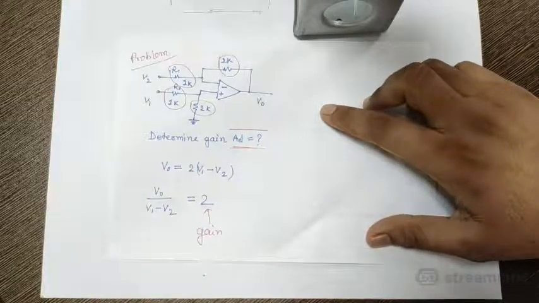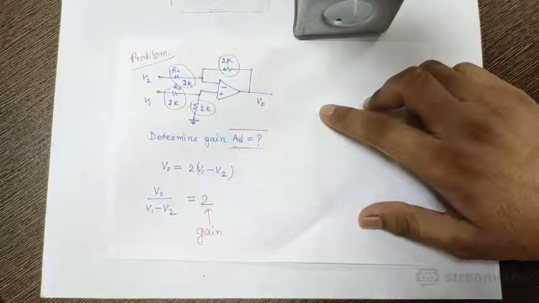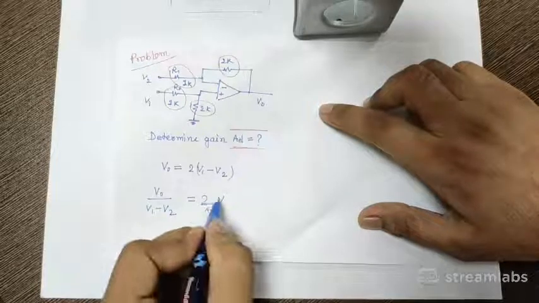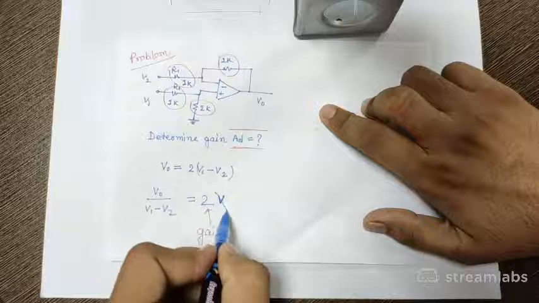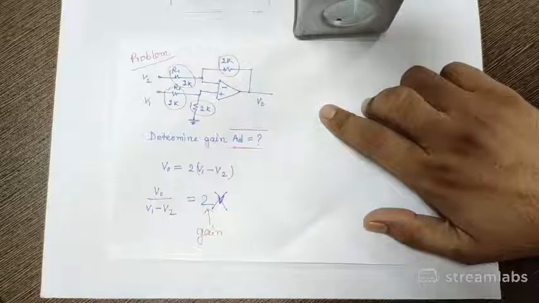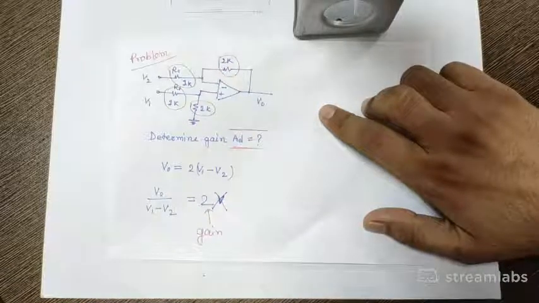Gain is a unitless quantity, so we don't have to write 2 volt here. Someone very clever might say that we don't write units in the answer, no, this is wrong. You don't have to write any unit in this.